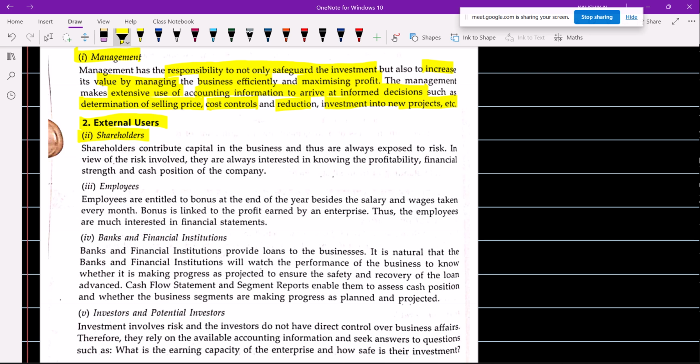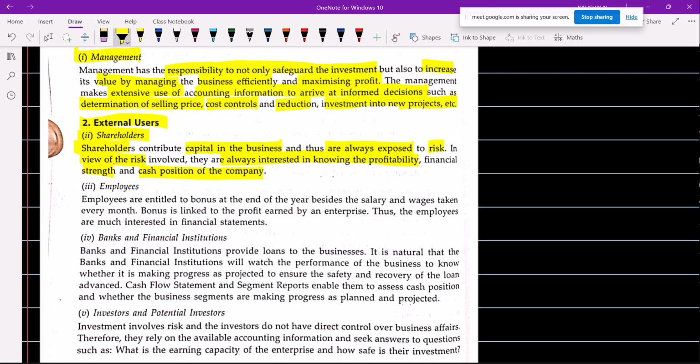Can anyone read the shareholders paragraph, please? Shareholders contribute capital in the business and thus are always exposed to risk. In view of the risk involved, they are always interested in knowing the profitability, financial strength, and cash position of the company.